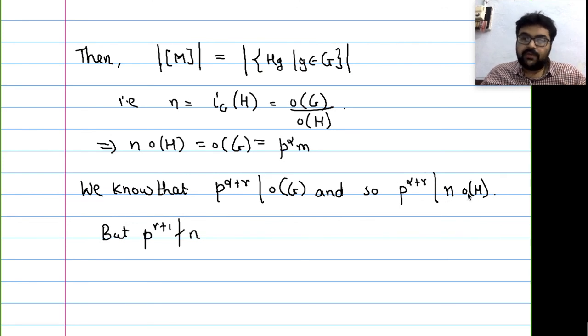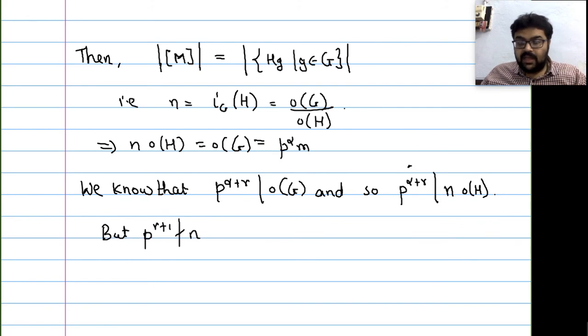n times order of H must give P power alpha plus R, but n can give maximum how much? n can give maximum R. R से तो बढ़ेगा नहीं n के P power R. You can extract only P power R maximum. That is the thing. We don't know exactly R or not. Maximum what is this? P power R divides m.